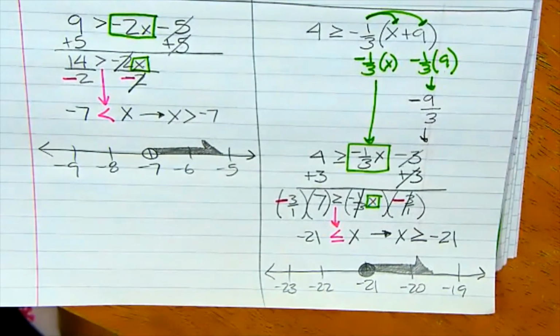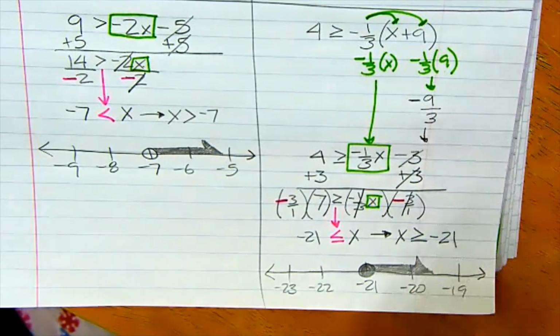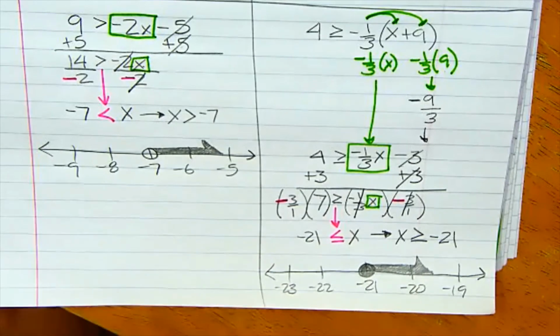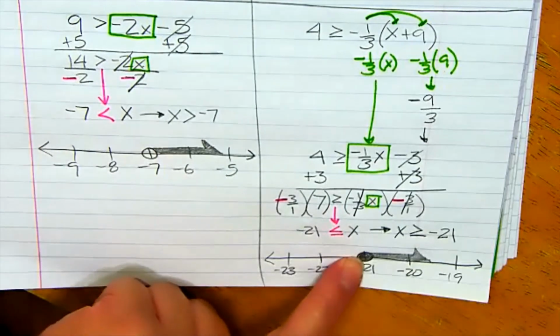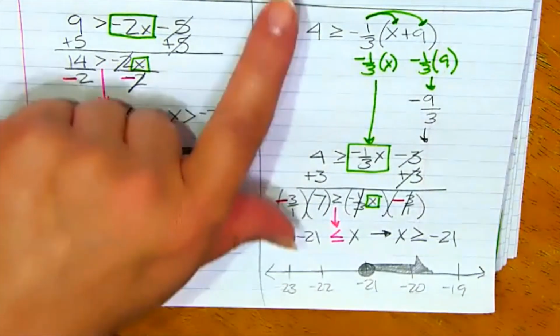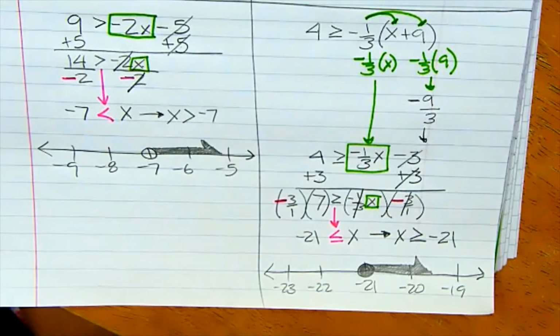And that's what we've got for our review of Chapter 11. These 3 problems pretty much cover it all. Distributive property, multi-step inequalities, multiplying and dividing both sides by negatives, open circles, closed circles, less thans, greater thans. These 3 problems pretty much cover it all.